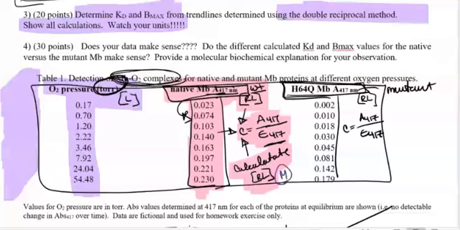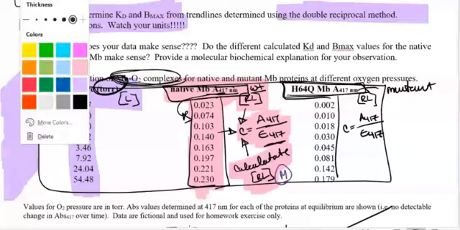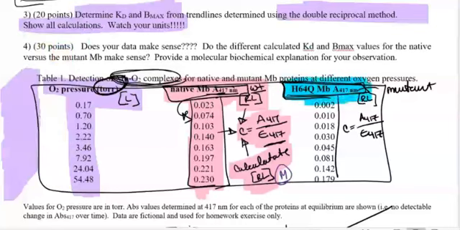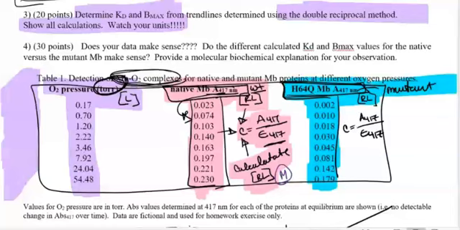In the third column, you have the absorbance values for your mutant myoglobin. So again, these are absorbance values. And you need to convert them once again to concentration values using the absorbance listed in this column with the extinction coefficient listed above.